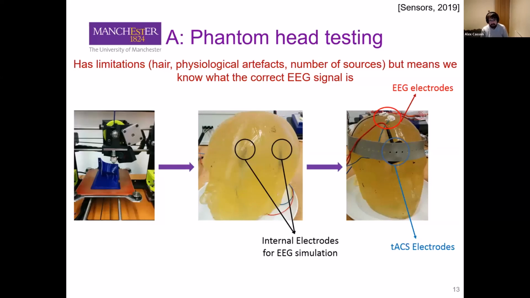There's no hair. It's dead easy to connect electrodes to this. You get no impedance issues. We only have 2 sources inside the head. There are people who have head phantoms with 16 sources. We also don't have any physiological artifacts, no heartbeats and so on. But it means that we know what the correct EEG signal is, and we're doing this in practice, so we can do all of our closed loop test development on this sort of setup.